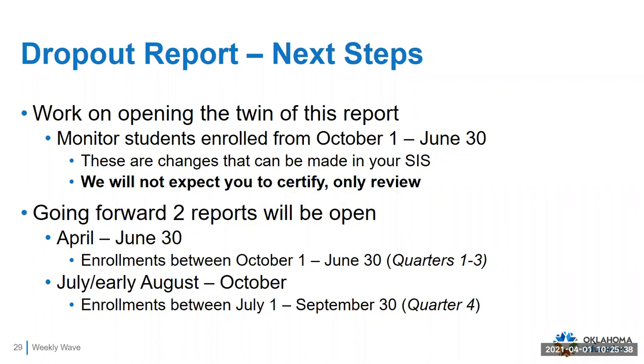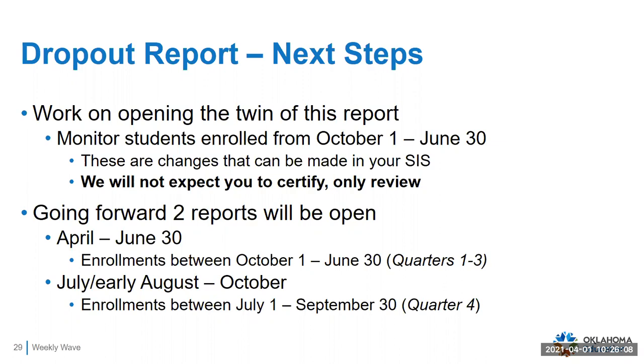So we will have 2 reports open, not necessarily at the same time, but we will have 2 versions of the dropout report open throughout the year. One being open, hopefully in April, through the rest of the year, which will just give you a chance to monitor your quarter 1 through 3 dropouts. And the second report, which is the one that we will expect you to certify, is the quarter 4 report, which is the one that just opened right now.